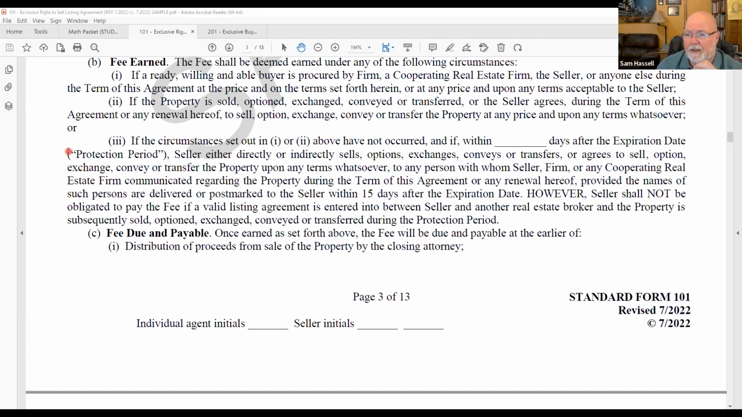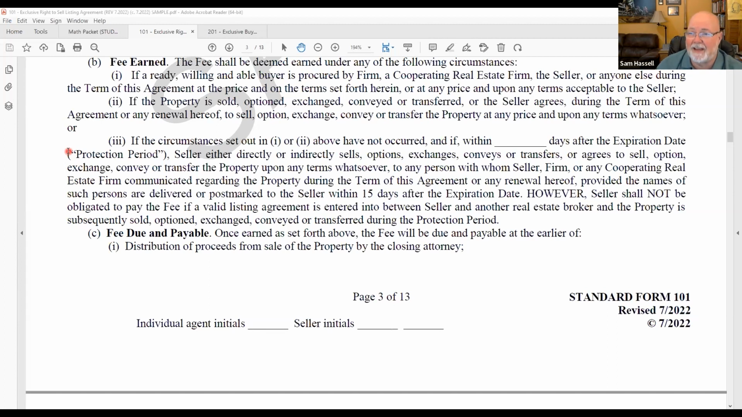However, let's just assume that her contract expired and nobody picked up the listing. And a buyer that was introduced during that prior relationship comes back after the listing contract is over, and they say, we'll buy it. Well, why don't you just take the price down a little bit? You won't have to pay the commission.